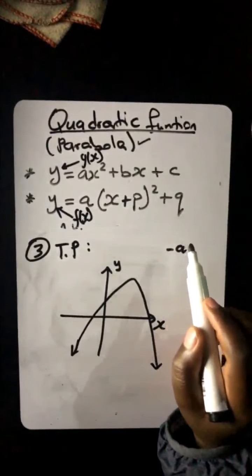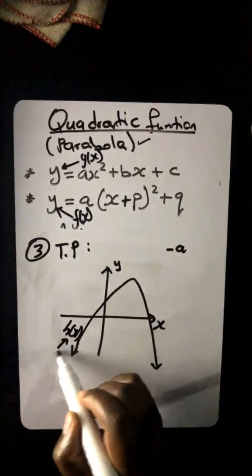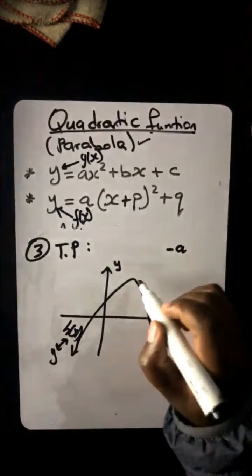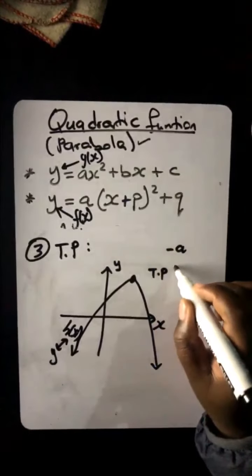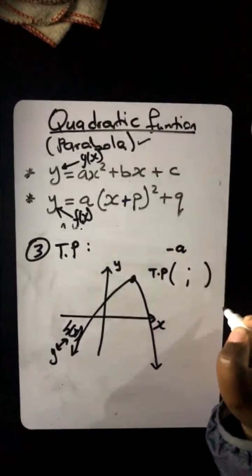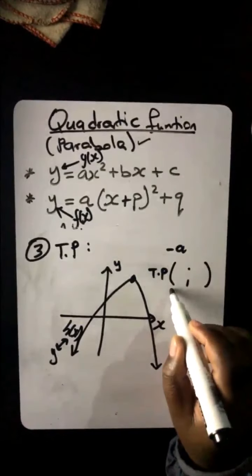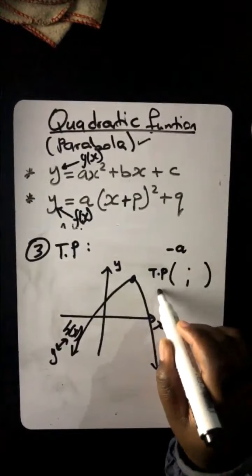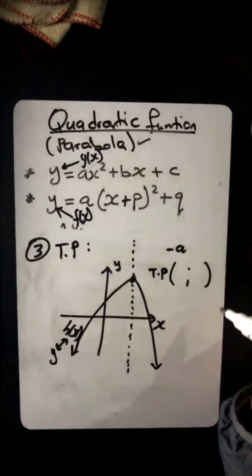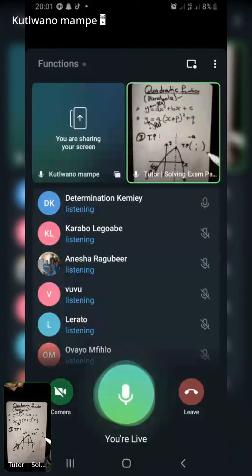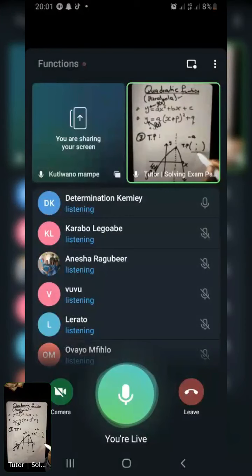So now, ladies and gentlemen, let's talk about the turning point. This is a function. Let's call it h of x. Remember, h of x, guys, is just the same as y. Don't get confused. This is TP. When we talk about the turning point, we want to know its coordinates. What I'll be teaching you is how you find the coordinates of the turning point. You can only find them if you know your axis of symmetry. If you know your axis of symmetry, that's when you can determine the coordinates of your turning point.